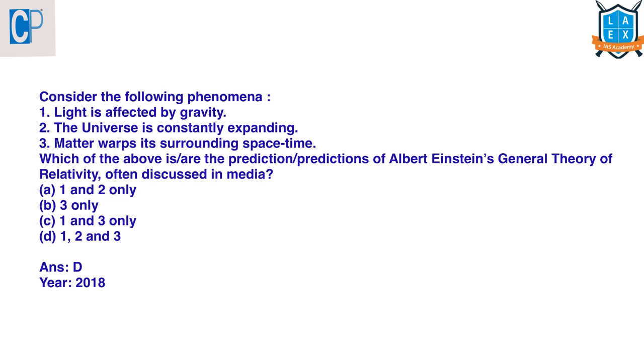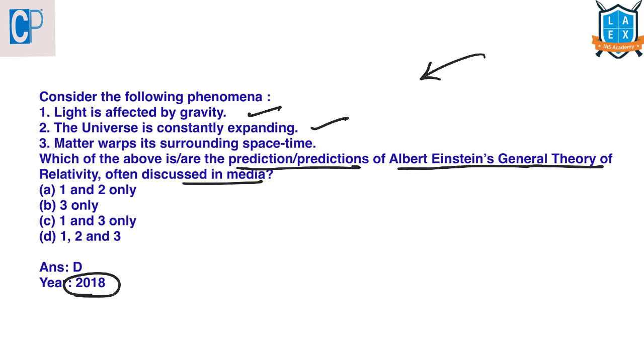Now let's see a question regarding this. Consider the following phenomena. This question had appeared in our 2018 UPSC Prelims. Light is affected by gravity, universe is constantly expanding, matter warps surrounding space-time. Which of the above is or are the prediction or predictions of Albert Einstein's general theory of relativity often discussed in media? Just now we have seen that light will bend due to gravity and the universe is constantly expanding and parts of it are moving away from the earth faster than the speed of light. And also gravity is a result of warping of space-time by massive objects like stars and planets. So as all the three statements are correct, the answer is D.